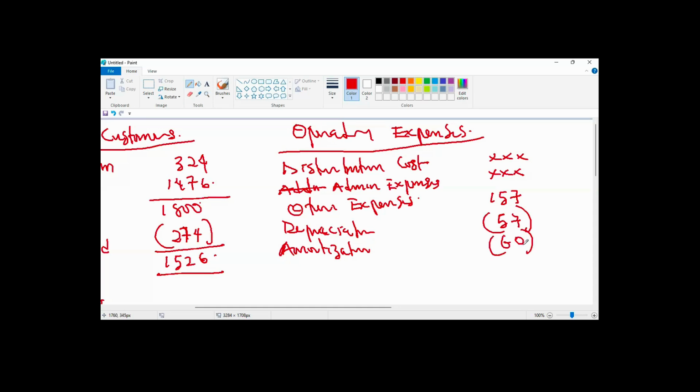I will now ask the question: is there any information on disposal? Do they sell any asset and make a profit or loss? Where am I going to see that kind of information? Additional information. Go there now.